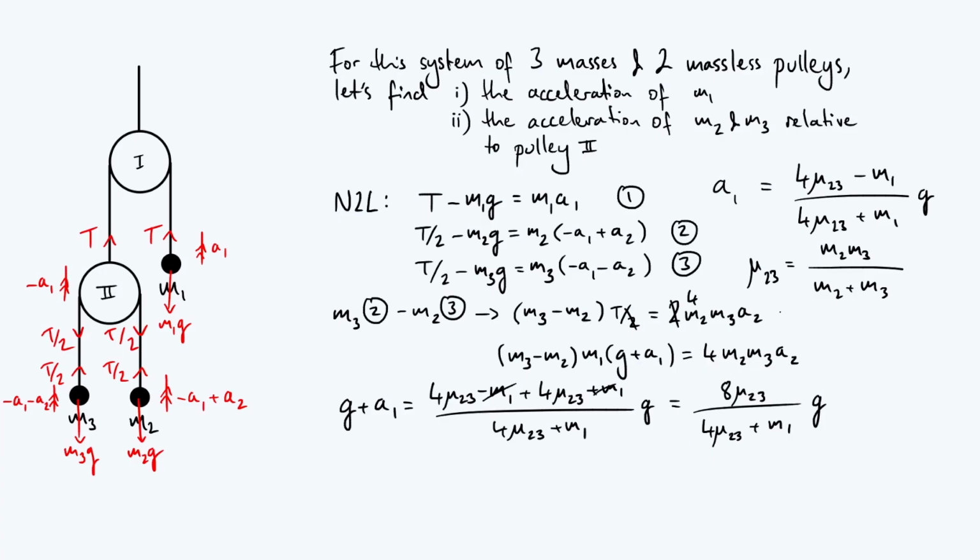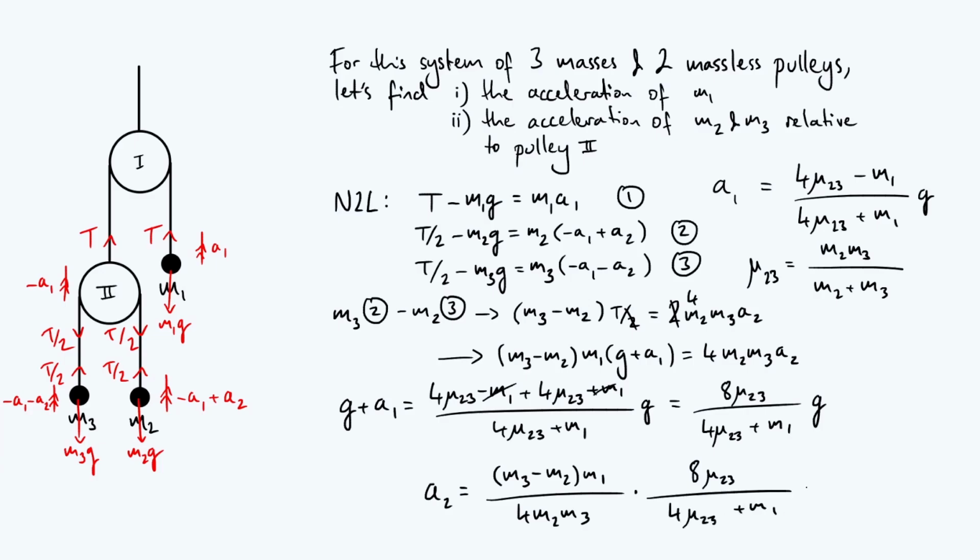So let's put all of the pieces together and go back to this equation and make a2 the subject. So we're going to divide everything by 4 m2 m3 and replace the g plus a1 with this quantity here. And so we are going to have a factor of m3 minus m2 times m1 at the beginning. Let's put our division by 4 m2 m3 there as well. Then we just have to multiply that whole thing by g plus a1, which is 8 mu23 over 4 mu23 plus m1, and then g.